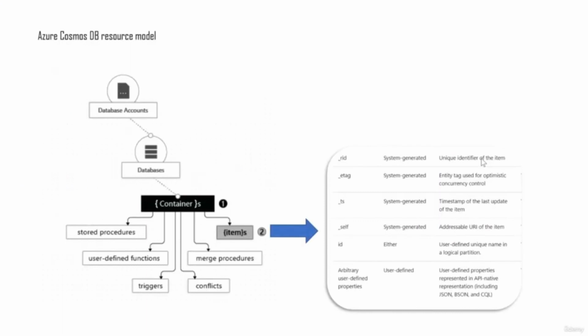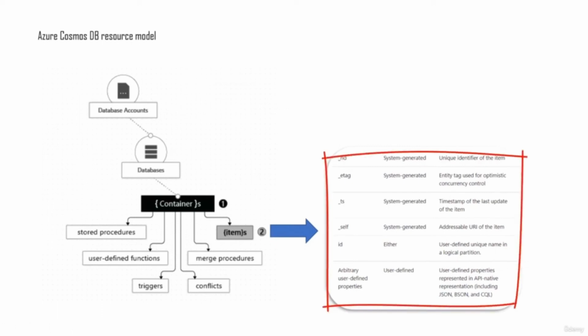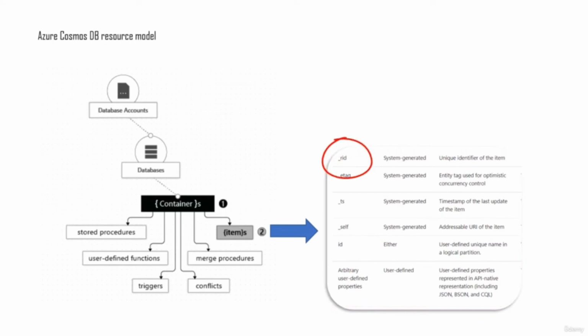So now let's look at the Cosmos DB resource model. Initially you create a database account, and within this database account you create a database, and this database will contain a set of containers, and each container will contain a set of items. The items can be considered as rows in a table, and each item will have the following set of properties. They include the RID, which uniquely identifies a particular item, and the other important one is the underscore TS, which is the timestamp of the last update of the item.